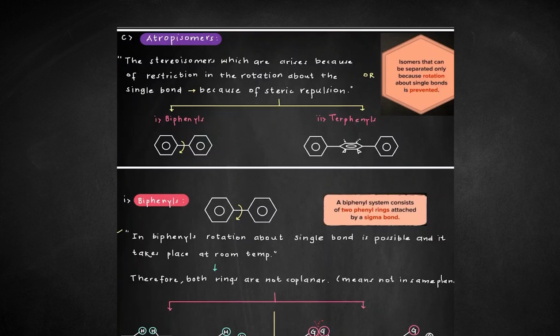Clear? Okay, so the last part is the atropisomers, the stereoisomers which arise because of the restriction in rotation about the single bond because of steric repulsion. These are of 2 types, biphenyls and terphenyls. Let's see in detail one by one.